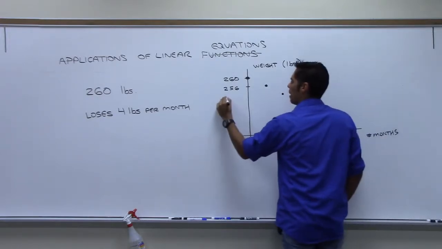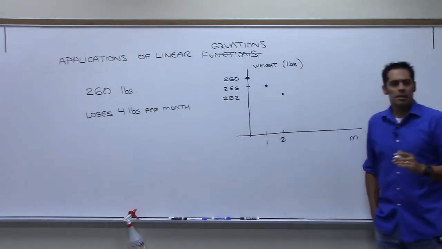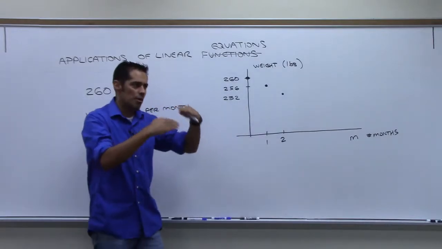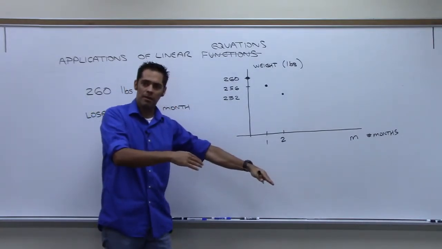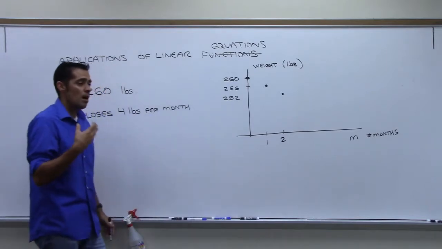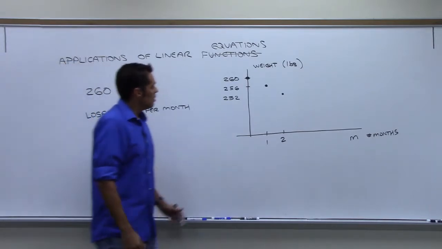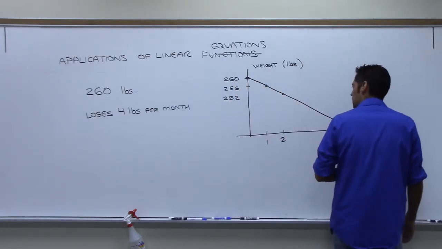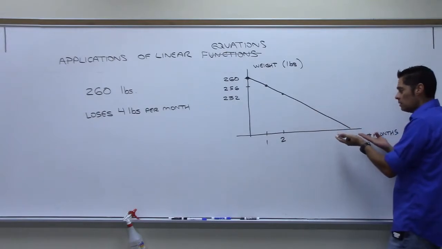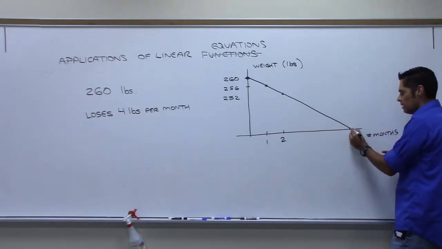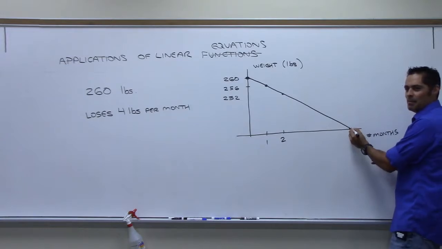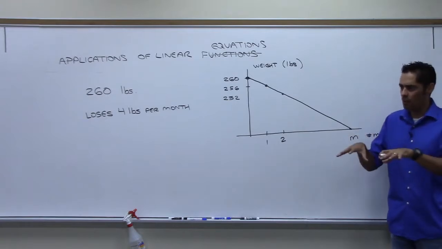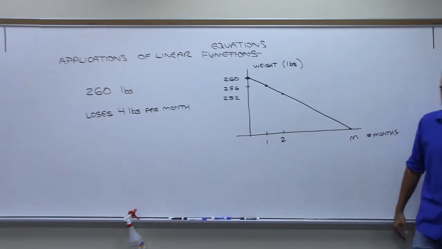252. And what we have here is the assumption that the weight loss is linear, meaning every month it's always 4 pounds, 4 pounds, 4 pounds, 4 pounds, right? The assumption here is that we are going to model this using a line. So we could connect these together. And eventually, if he does this long enough, according to our model, he will no longer exist, right? But that's why a linear model is not a good model for weight loss, but it's a starting point. We can get a basic idea of what's going on.